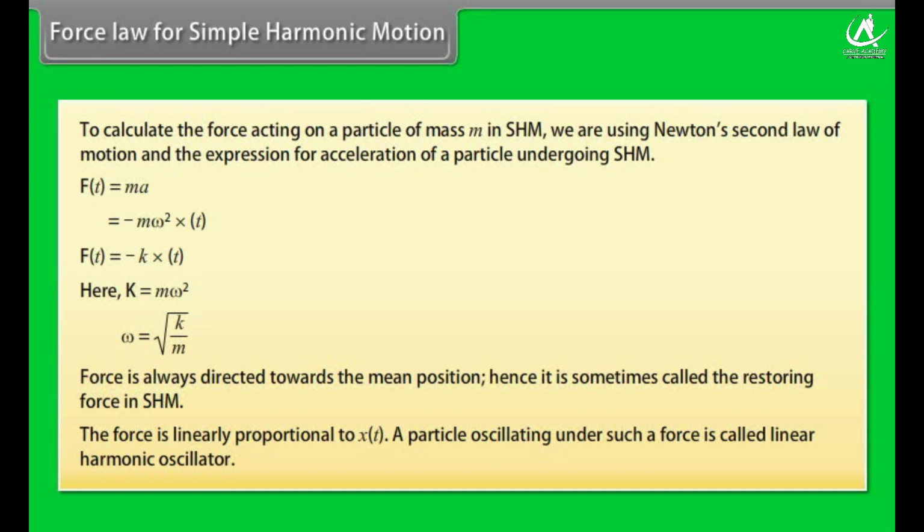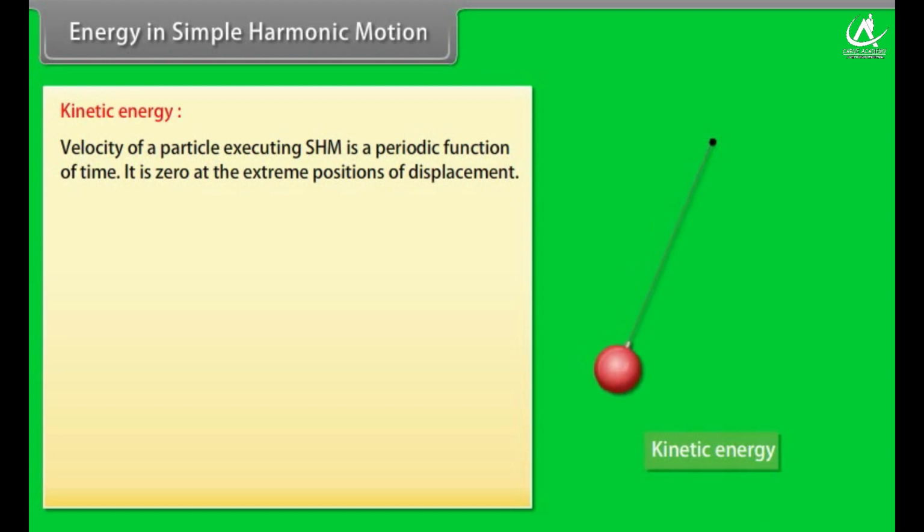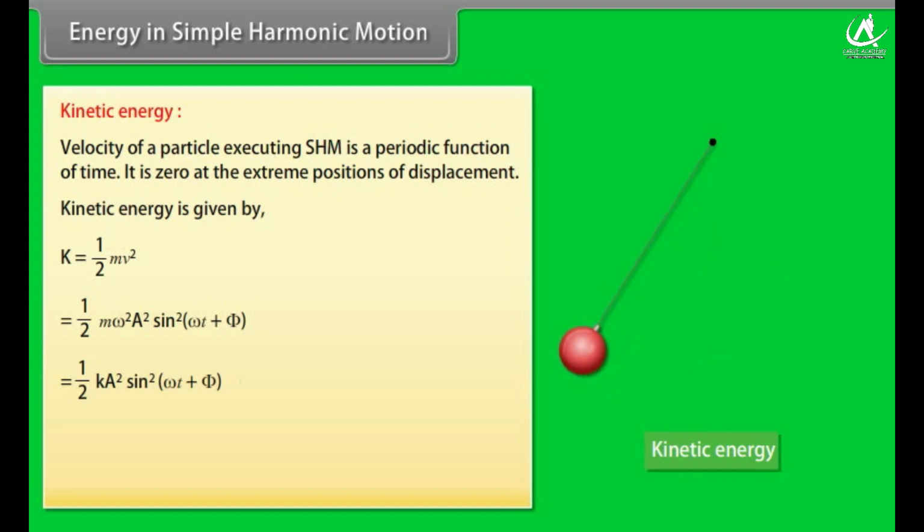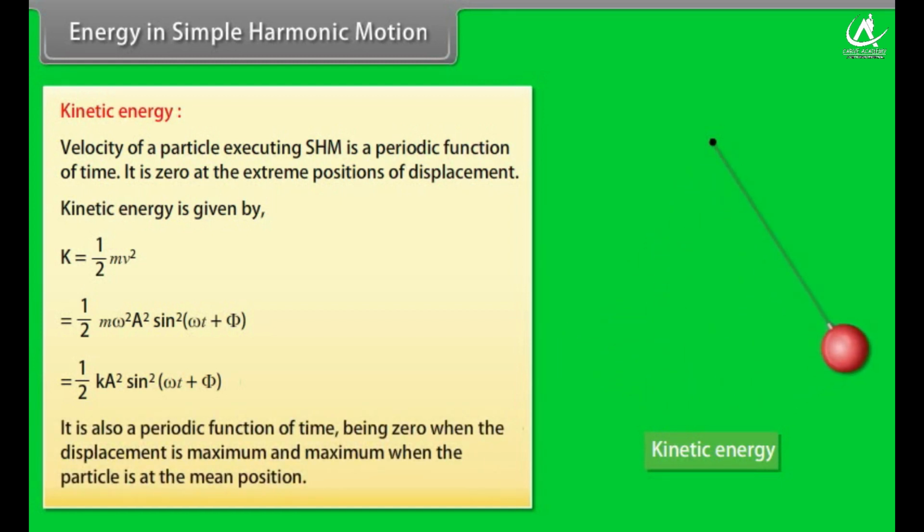Energy in simple harmonic motion. Kinetic energy. Velocity of a particle executing simple harmonic motion is a periodic function of time. It is zero at the extreme positions of displacement. Kinetic energy is given by K is equal to half mv square is equal to half m omega square A square sine square (omega t plus phi) is equal to half k A square sine square (omega t plus phi). It is also a periodic function of time, being zero when the displacement is maximum and maximum when the particle is at the mean position.